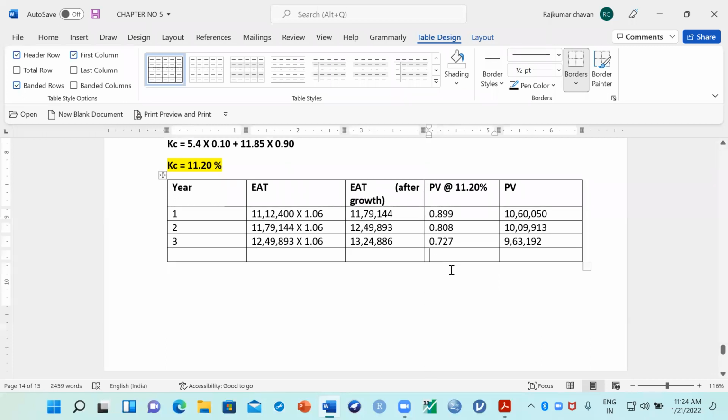So now you tell me what is the total value of this. Just take the total of this one. This is the explicit period. Okay. What is the total value, or we can say the NPV? Right now, what is the net present value of these three? Just take the total. How much are you getting? 10 lakh 60,050, 10 lakh 9,913, 9 lakh 63,192. What is the total value?